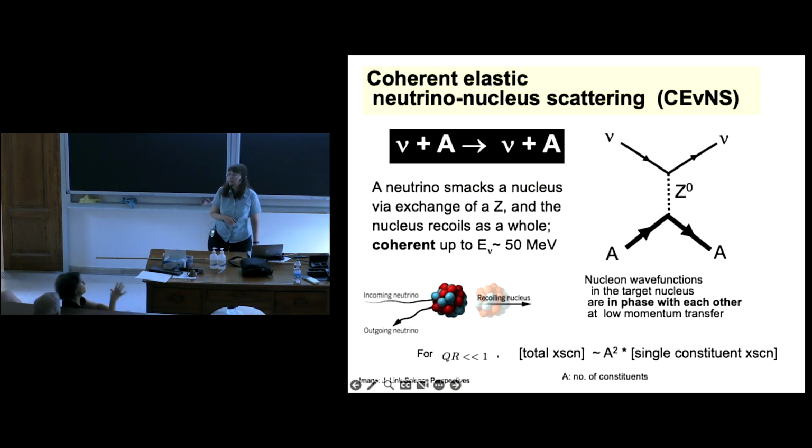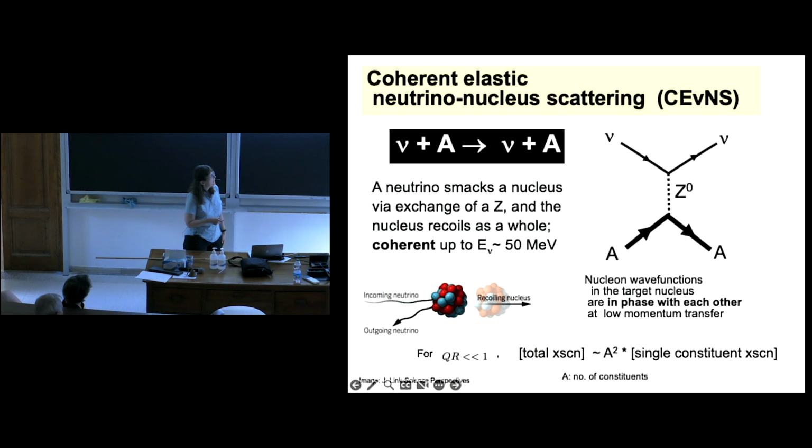Okay, and in fact, the primary goal of this experiment was to look for coherent elastic neutrino-nucleus scattering, or CEvNS, that I mentioned briefly as something that is in the Standard Model quite well understood, but had never been measured for a long time. This is when a neutrino smacks a nucleus by exchange of a Z boson, it's neutral current, and the nucleus recoils as an intact entity.